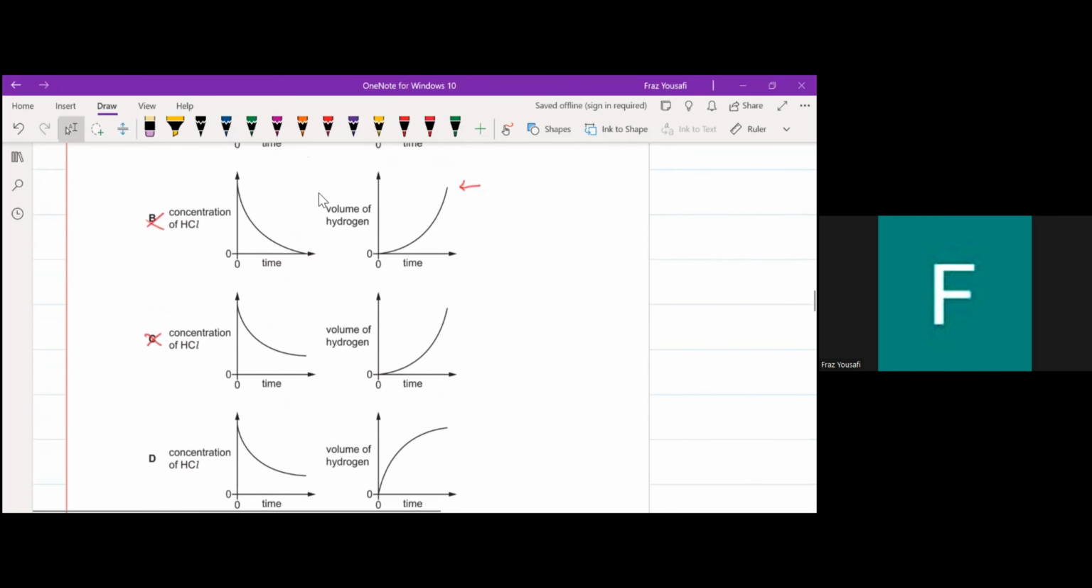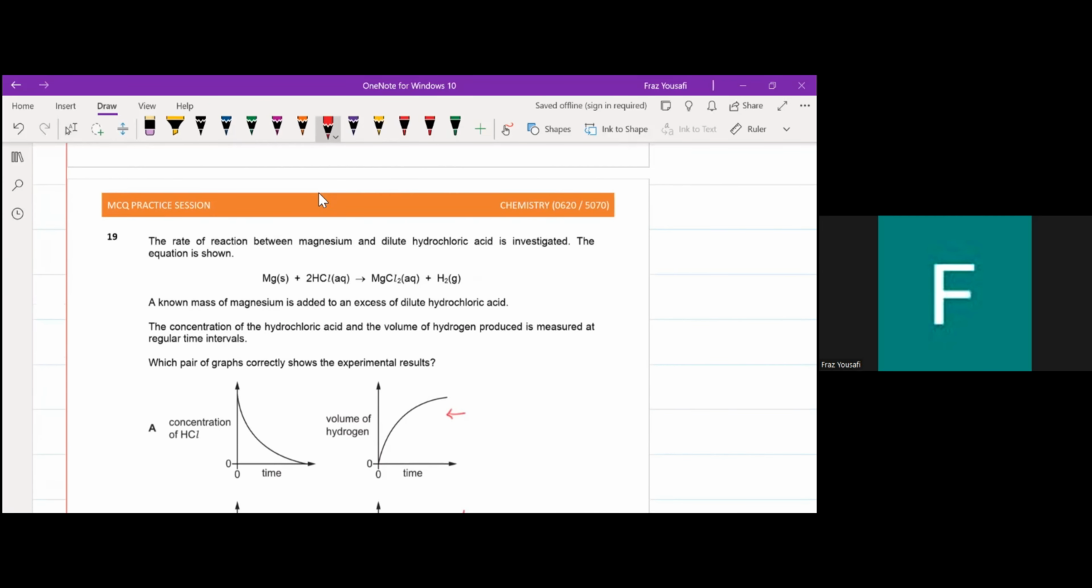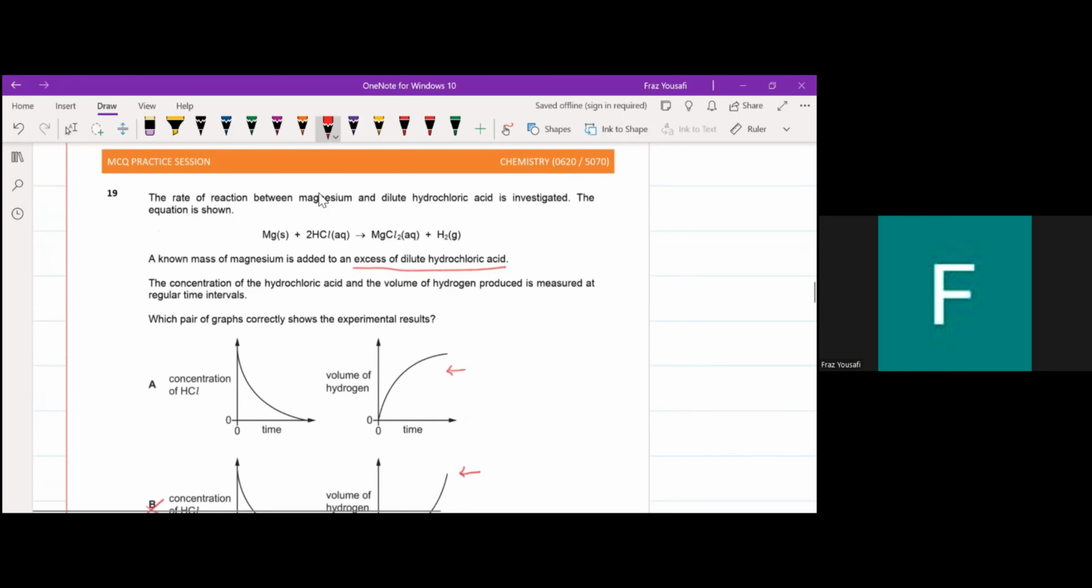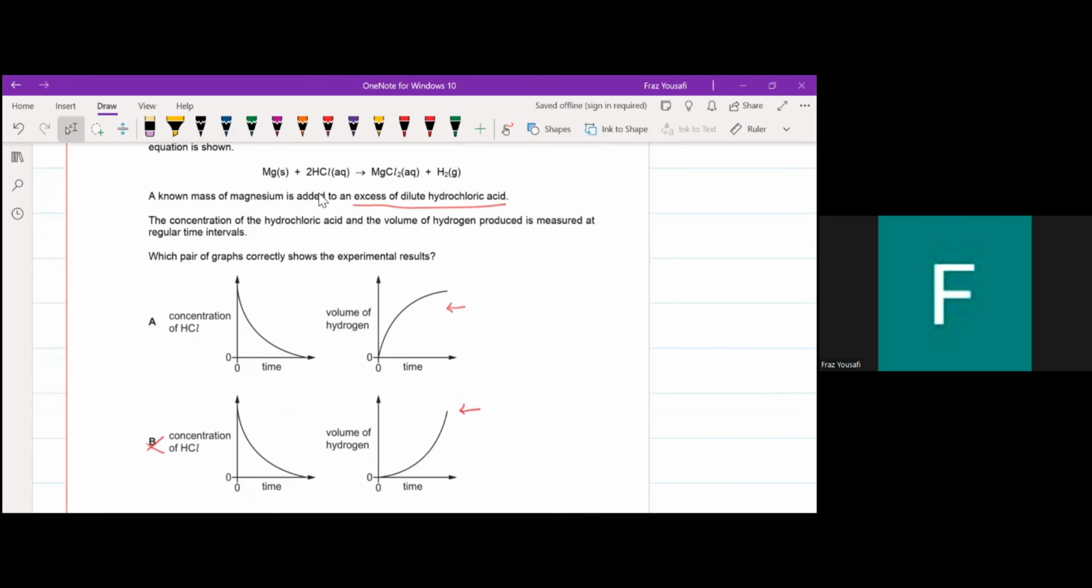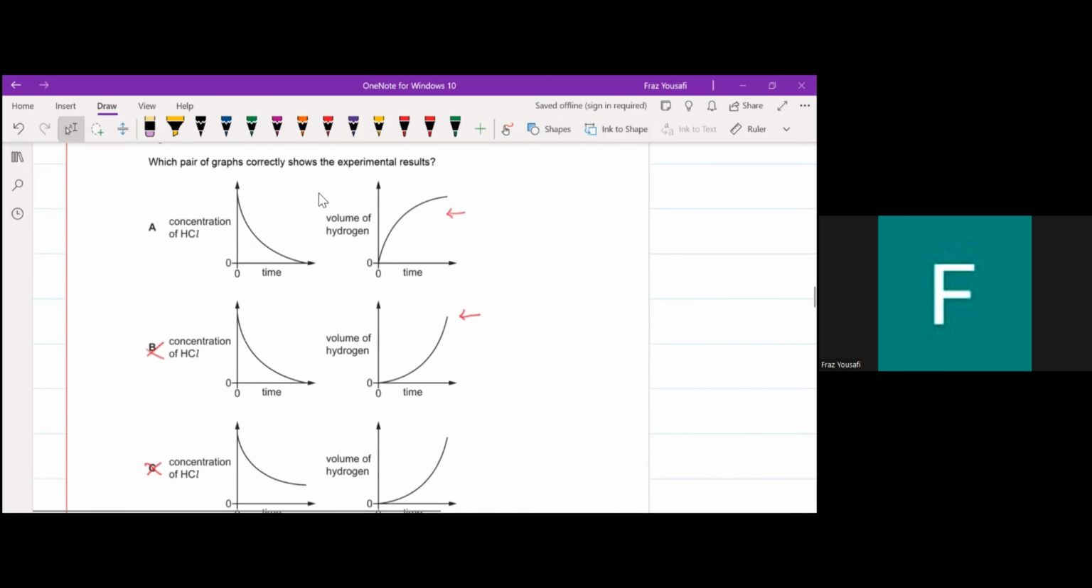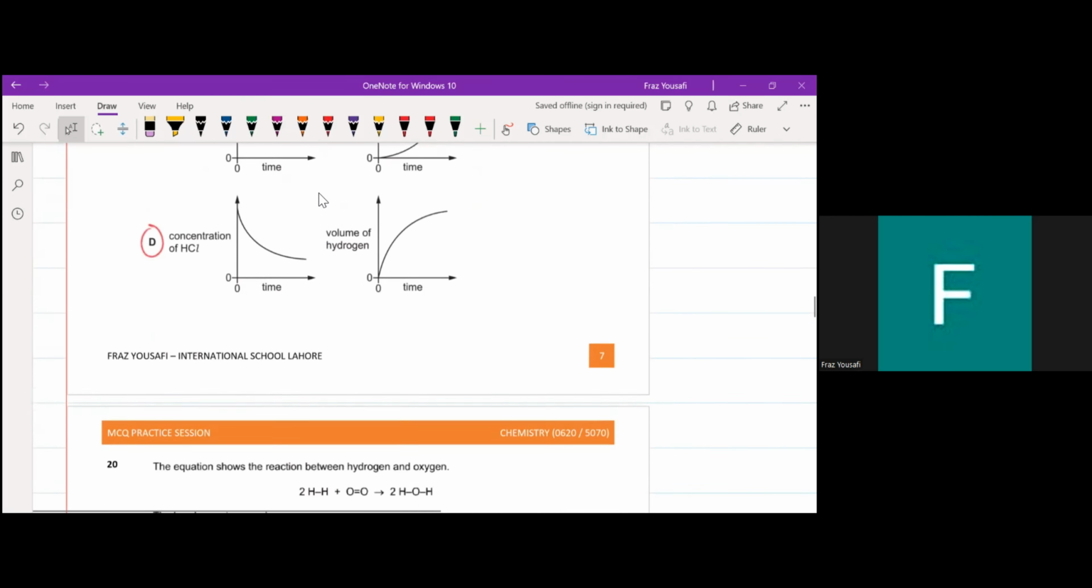Now, here's the thing. The answer is D. And the reason the answer is D is because they had told you already that the acid is in excess. Meaning the magnesium will completely run out, but the acid will not. So therefore, the actual graph plateaus out above the x-axis rather than all the way down. So you're looking at an answer of D.